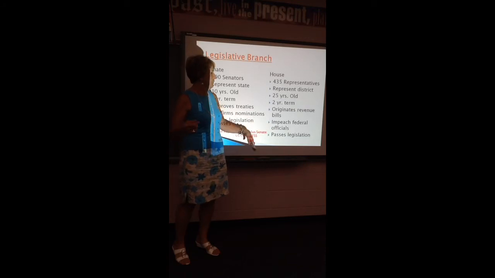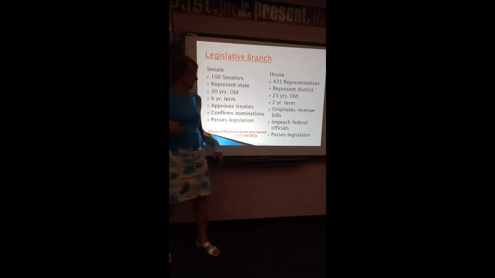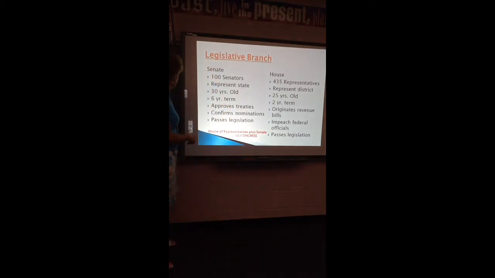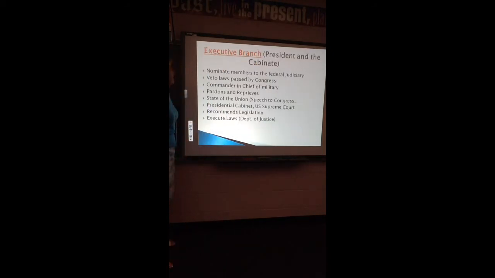The House is the one that impeaches federal officials. Right now there is a movement to impeach President Obama. The last impeached president was President Clinton. And it also passes laws and legislation. That's one branch. The next branch is the executive branch, and that consists of the president and his cabinet.